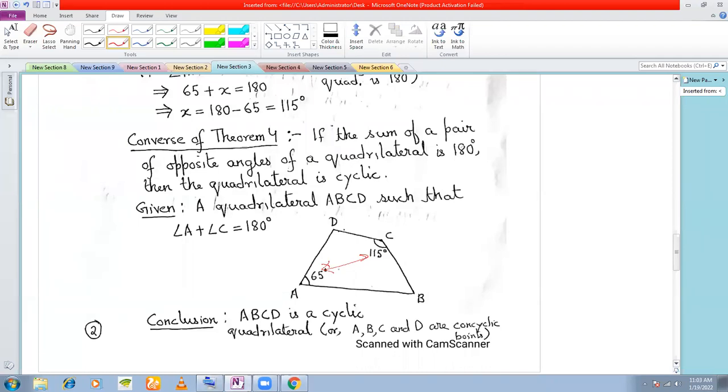Yes. In any quadrilateral, even if you don't know whether ABCD lies on the circle or not, if any pair of opposite angles has a sum of 180 degrees, then you can say that ABCD must be a cyclic quadrilateral. This is the converse of the theorem. So if you are asked to prove that a quadrilateral is cyclic, you just need to show that the sum of the opposite angles is 180 degrees.